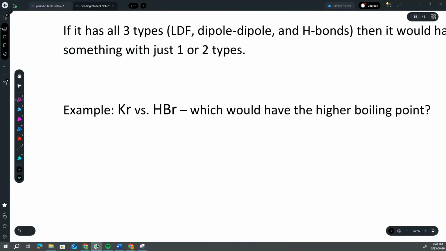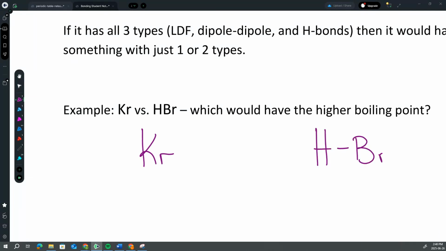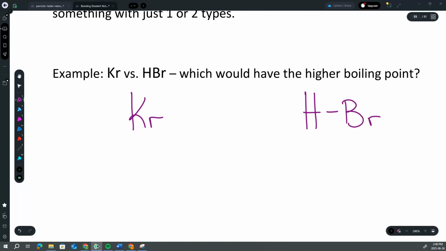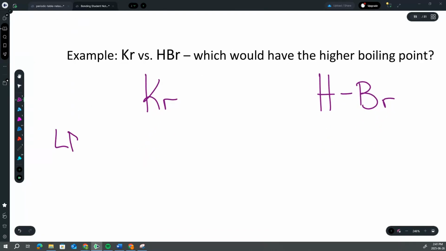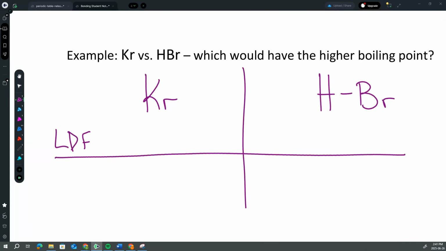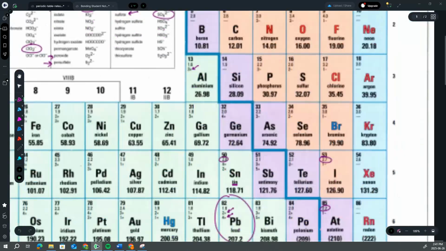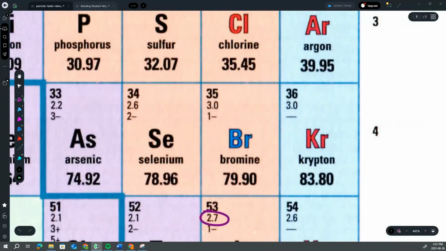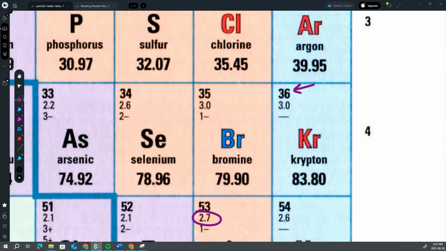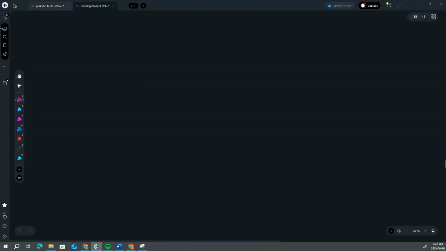Okay, so let's do our little analysis here. So we have krypton and we have hydrogen bromide. So, London dispersion forces. Let's create a little chart here. Okay, so if I look at my periodic table here, krypton has 36 protons. So let's write that out.